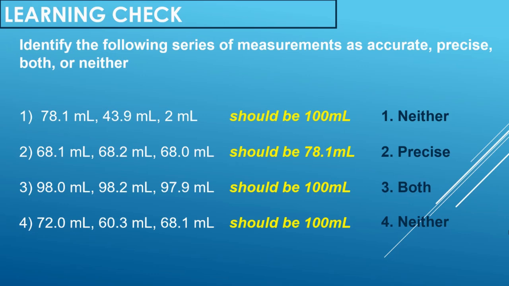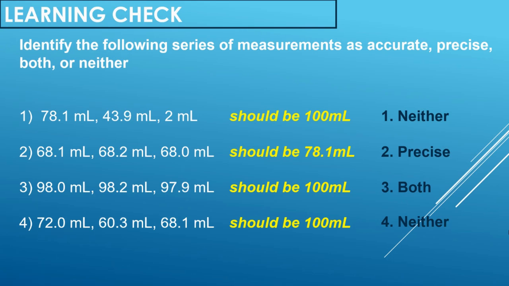In our third example, we have 98.0, 98.2, 97.9, when it should be 100. So those numbers are all really close together, so that is precise data. And it's pretty darn close to 100. You could argue, depending on your skill level and depending on what you're needing to do, that those numbers are way too far away from 100 milliliters. But if you give me 98.2 milliliters and it's supposed to be 100, I'm going to count it. So this would be both accurate and precise data.